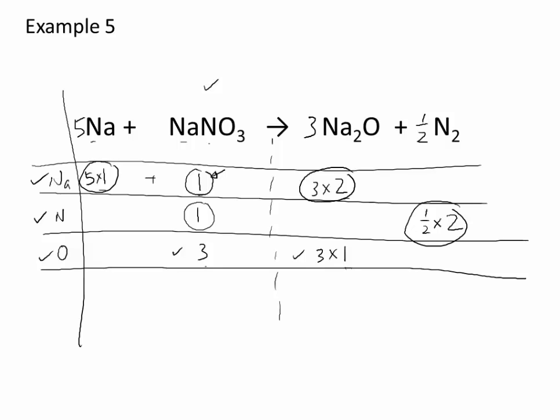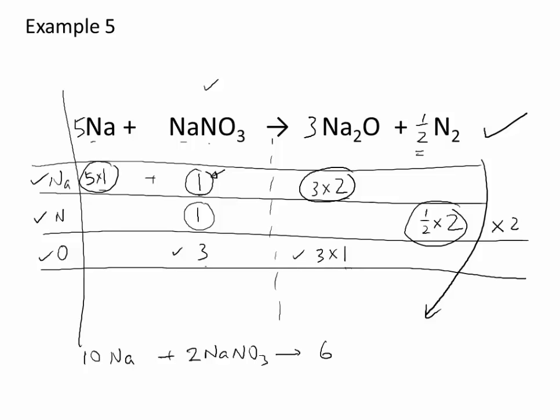So it's balanced. Now this is a balanced equation, but there is a fraction. So what do you do? After balancing this equation with a fraction, you convert to a whole number by multiplying by the denominator in the fraction. So times 2. So what you get is 10 Na plus 2 NaNO3 becomes 6 Na2O plus half times 2, which is actually 1 single nitrogen.